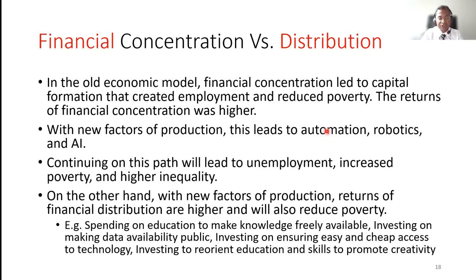On one side is the risk. If you concentrate on a larger creditor, because of poly crisis, you're putting that money at risk, whereas distribution now is a better way of managing that risk. And if you look at where to put that money, how that distribution should happen, if you spend it on education to make knowledge freely available, if you invest it in data to make access very public, if you invest in ensuring cheap and easy access to technology, if you invest to reorient education and skills to promote creativity, that will generate a much higher return than financial concentration did in the previous model.